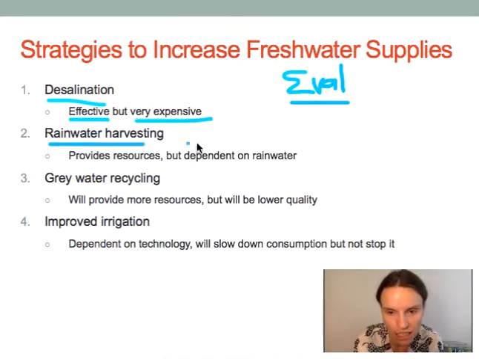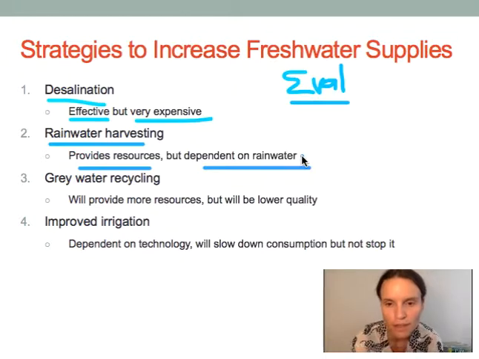Rainwater harvesting is another much less expensive method of increasing freshwater supplies. This is used a lot in island nations where they don't have access to so much technology or so much money. And it does do the trick of providing the resource, but it's dependent on rainwater. And like we saw in the last class, rainwater can be a little bit fickle because weather patterns can change. And with climate change, weather patterns are changing more dramatically all the time. So your evaluation points for rainwater are there, your benefit and your drawback.